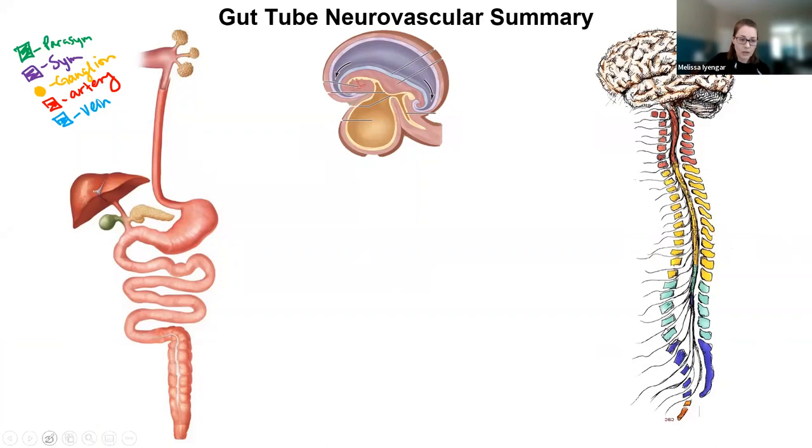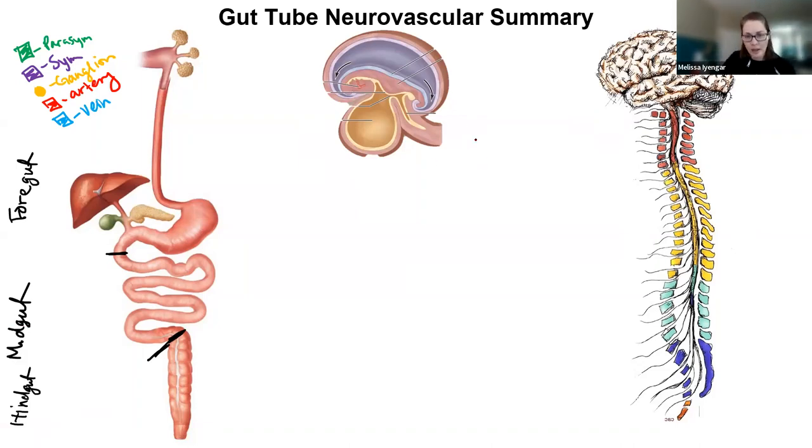Okay, so for our sections, we're going to cut right here, and this is going to be foregut. And then I'm going to cut right here, and this is going to be midgut. And this is going to be hindgut. Okay.